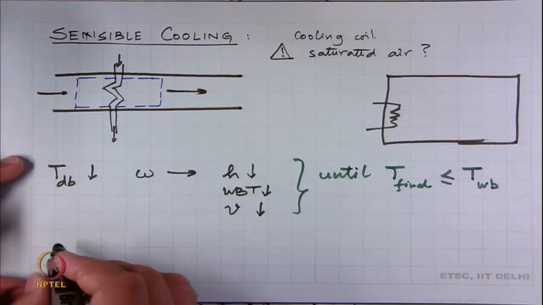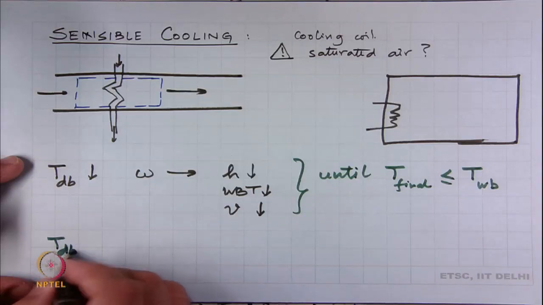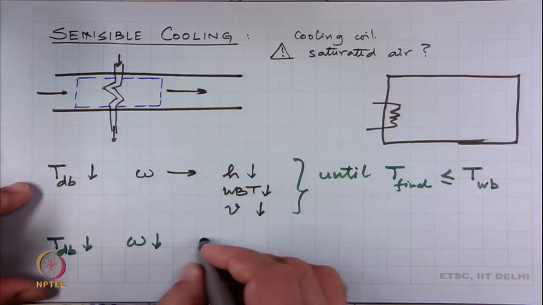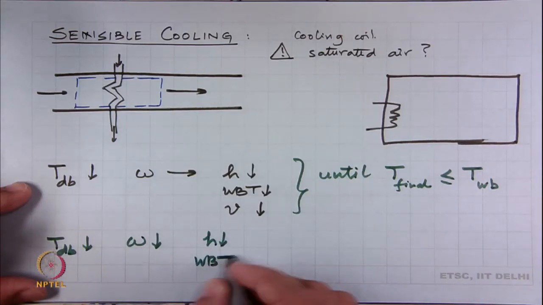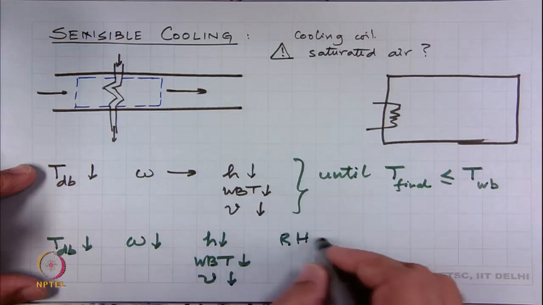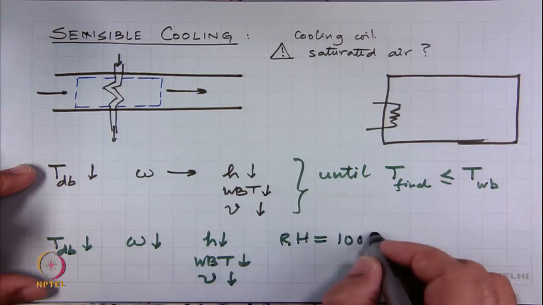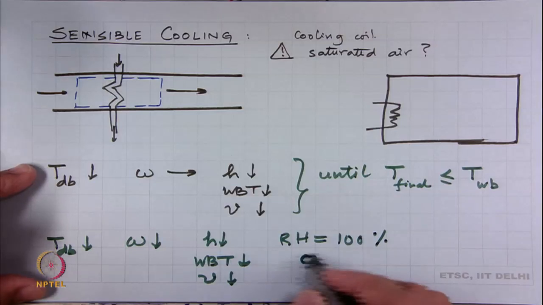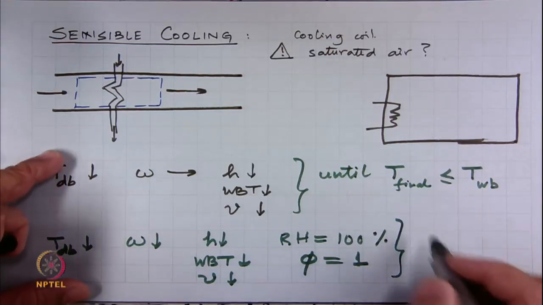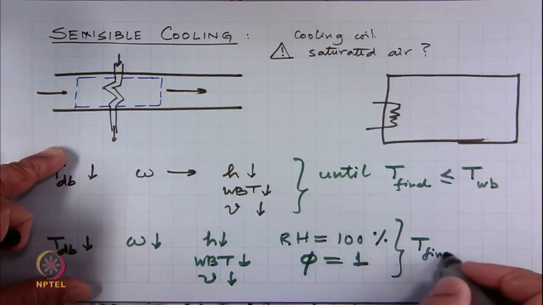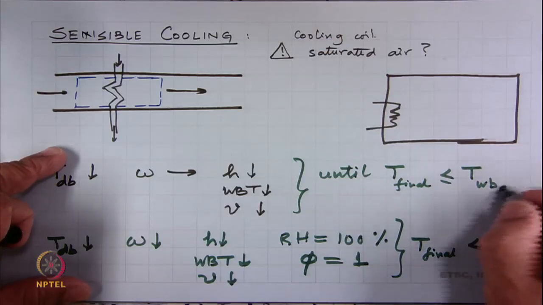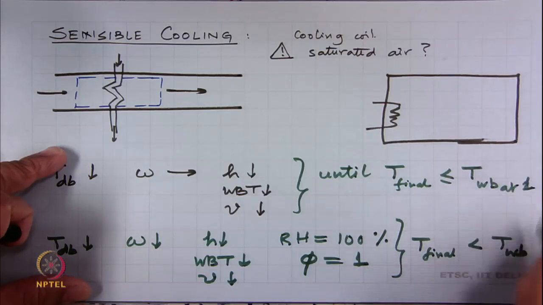Further cooling, what we see is that of course T_dB, the dry bulb temperature, will fall down, omega begins to come down because now the points are coming below it, H of course is coming down, WBT is coming down, V is coming down, but RH is 100%. So, phi remains constant at 1. So, this is what is going to happen when the final temperature is less than the wet bulb temperature at the initial state, say 1.